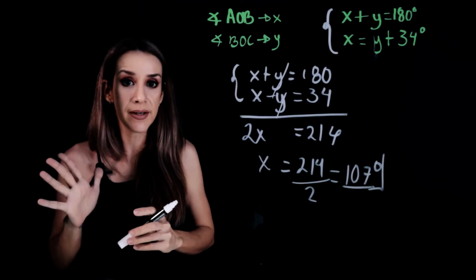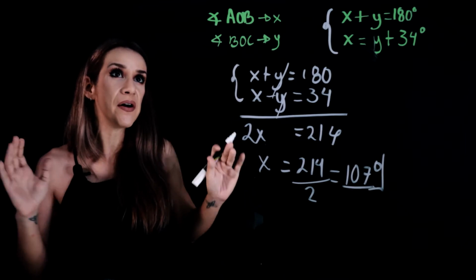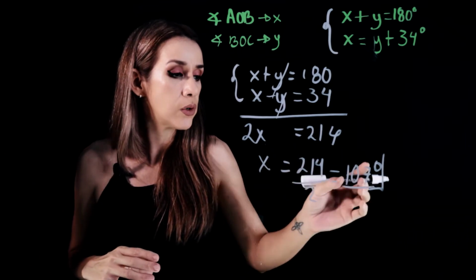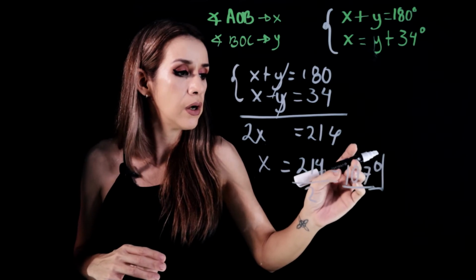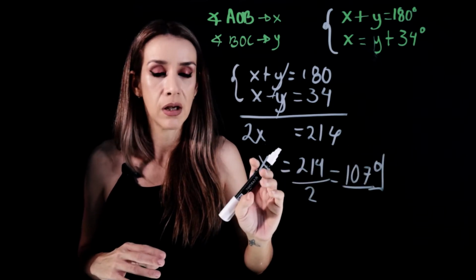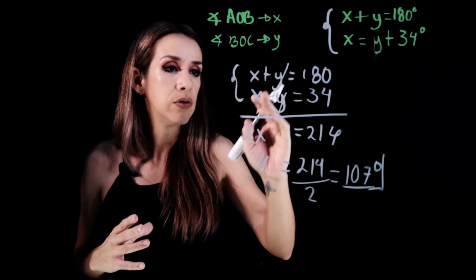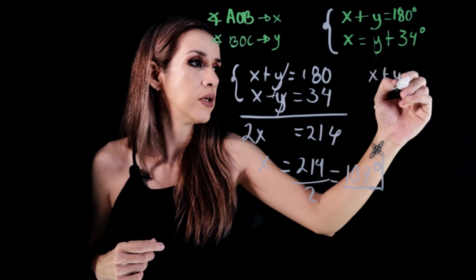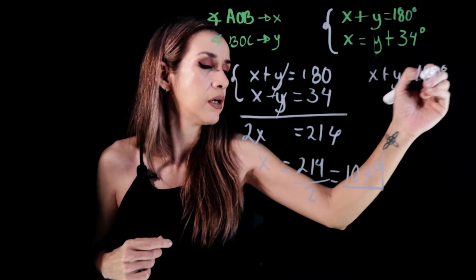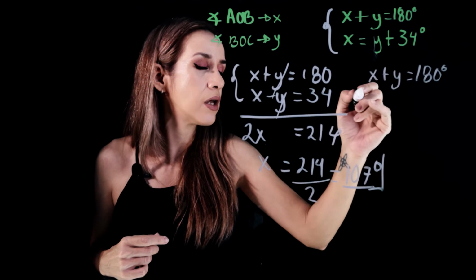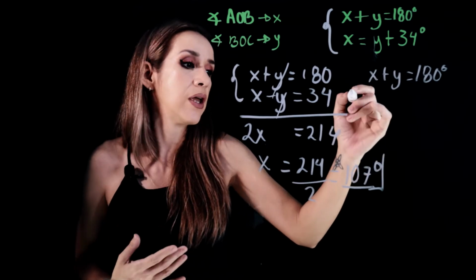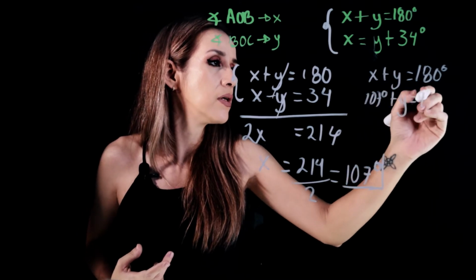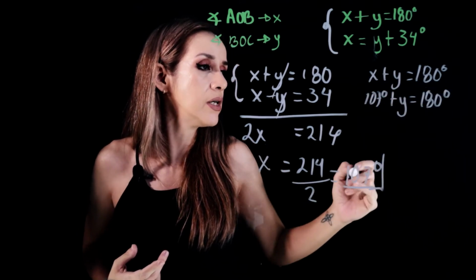Let's continue with the exercise. We're almost there. We're almost finished. To find the other value, the value of the y, we're going to use this 107 instead of x. You can pick any one of these two equations. I'm going to use the first one. x plus y is equal to 180. Instead of using the x, I'm going to use the actual value of that x, which is 107 degrees plus y is equal to 180 degrees.